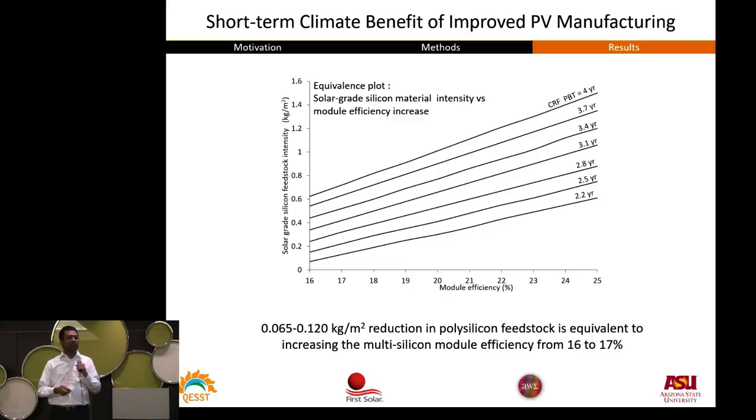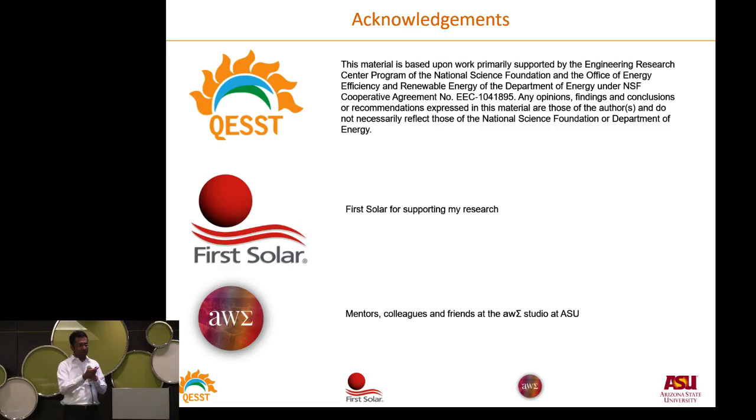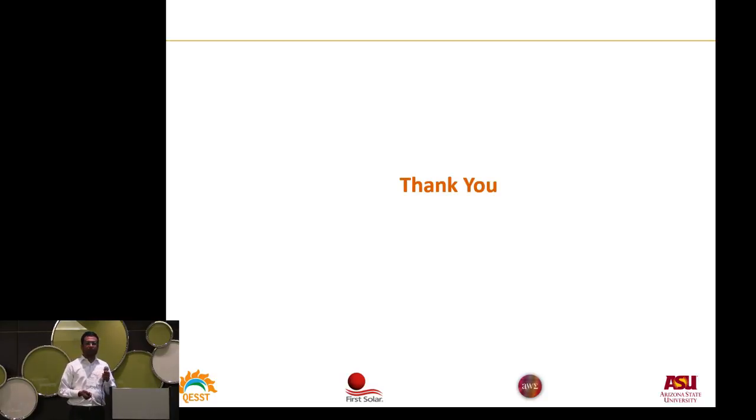So what this clearly says is that module efficiency improvements are important as a strategy, but you can also pursue manufacturing improvements to complement module efficiency improvements, especially when we reach a terawatt scale. It has significant climate benefits, considering that most of the PV modules are manufactured in China, which is GHG intensive nowadays. With that, I'd like to thank a couple of organizations. I'd like to thank Quest, a solar engineering research center at Arizona State University that's supporting my research. I'd also like to thank First Solar for partnering in my research, and my colleagues at the Awe Studio at Arizona State University. With that, I'd like to close and take questions.